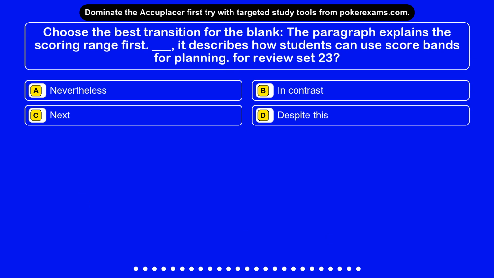Question 21. Choose the best transition for the blank. The paragraph explains the scoring range first. Blank. It describes how students can use score bands for planning. For review set 23. Option A. Nevertheless. Option B. In contrast. Option C. Next. Option D. Despite this.